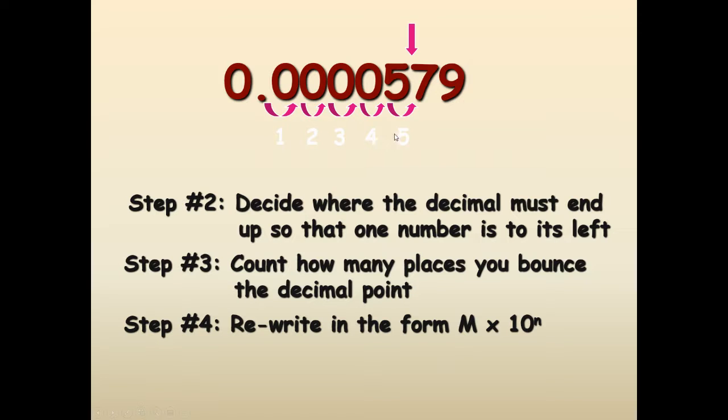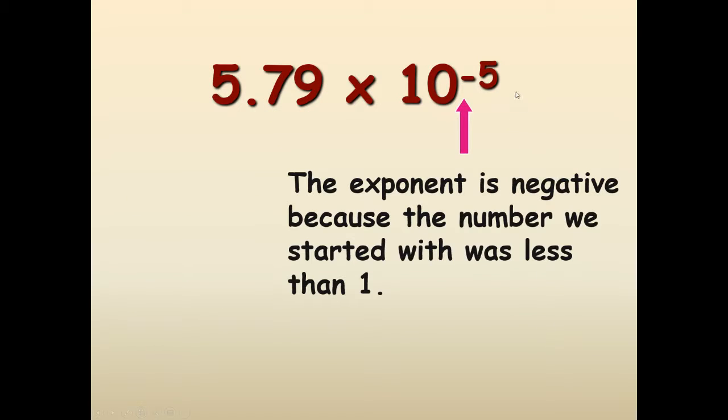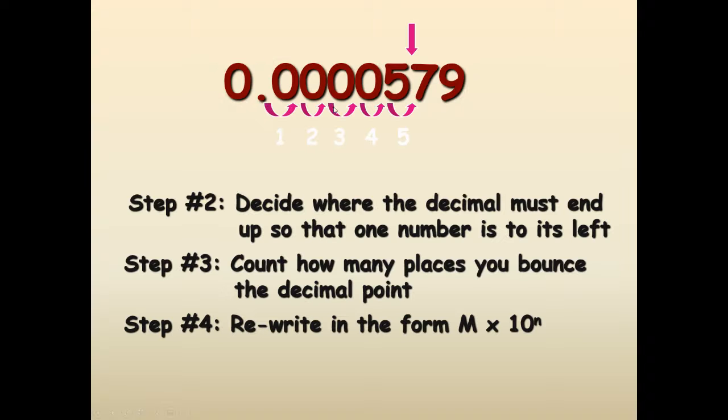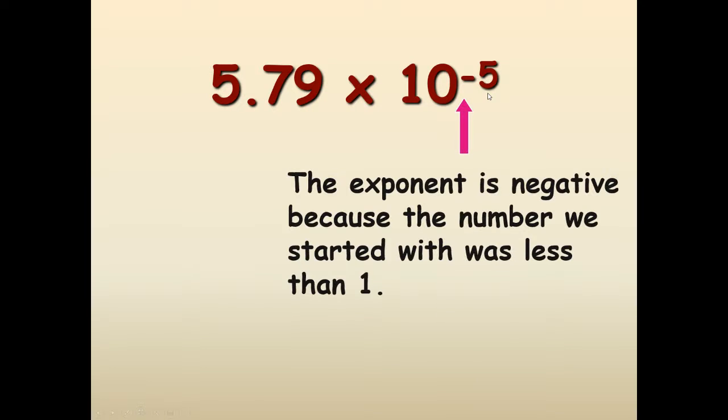So we moved it 5 times, right? So we know the exponent is definitely going to be a 5, but is that going to be a positive exponent or a negative exponent? In this case, the exponent is negative because the number we started with was less than 1. Remember, this number was less than 1. So if the original number is less than 1, then we have a negative exponent.